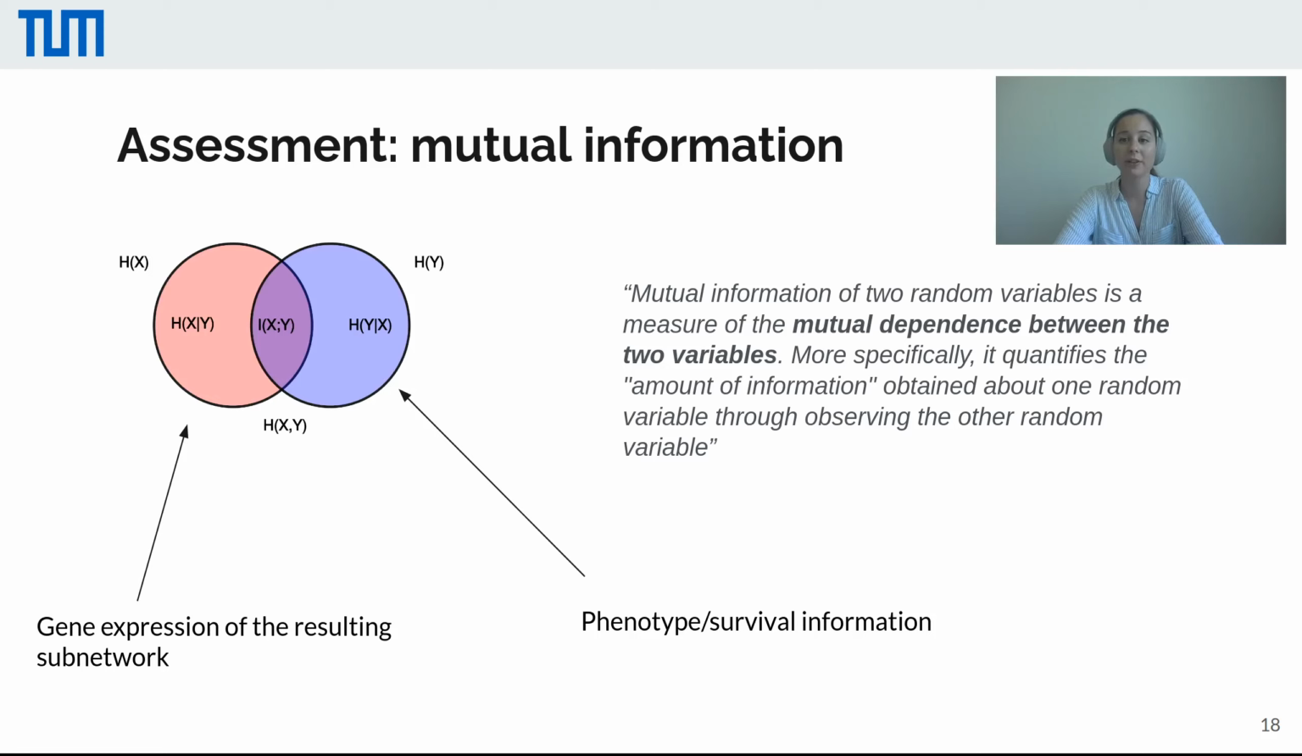The first metric that we used for the assessment was mean mutual information with respect to the known phenotype. The mutual information of 2 random variables is a measure of mutual dependence between the 2 variables. More specifically, it quantifies the amount of information that is obtained from one random variable through observing the other random variable. We computed mean mutual information between gene expression of the resulting gene set and the known phenotype or survival information.